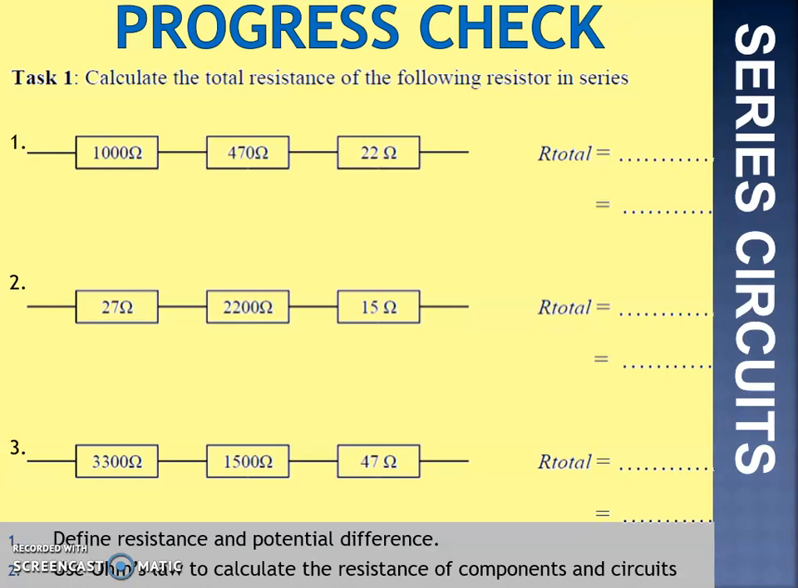Okay, so number 1: 1000, 470 and 22. They're in series, so basically we just add them together to make 1492. Number 2: 27, 2215. Again they're in series, add them together, 2242. And the bottom one: 3300, 1500 and 47. Again they're in series, and because it's in series the resistance adds together, 4874.